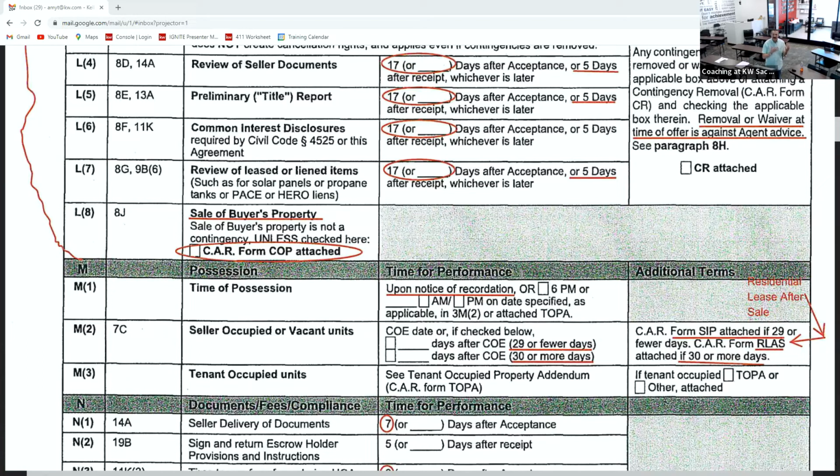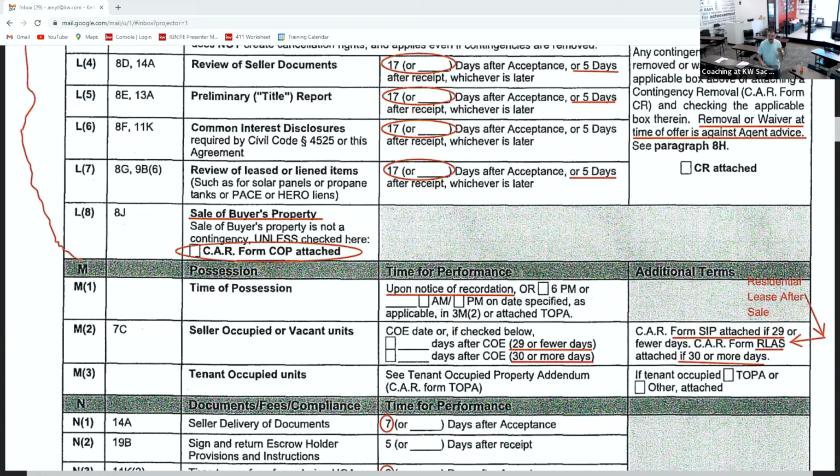It will add the form COP to this contract, and then it becomes part of the contract. And basically, the buyer is not fully committed until their home sells, and depending on what you put in the COP form, they're not fully committed until either the property is in escrow or some other deadline has passed or been met.